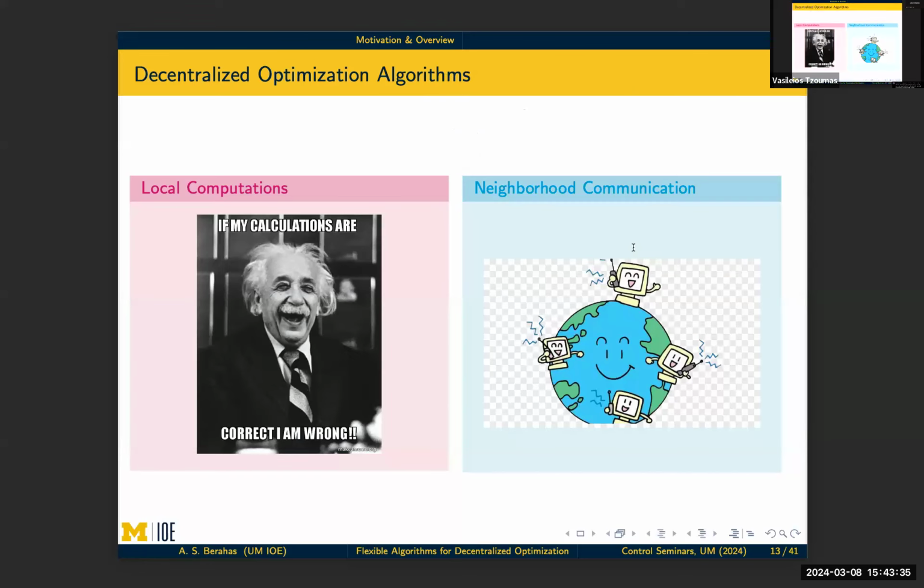Now, these algorithms have 2 parts to them. There's a part where you do local computations. And so each node would perform local computations on their local objective function, fi. And then the other thing we need to do is couple these problems in some way. And so what we do is there's neighborhood communication. So if there's an edge between 2 nodes, you can communicate information.